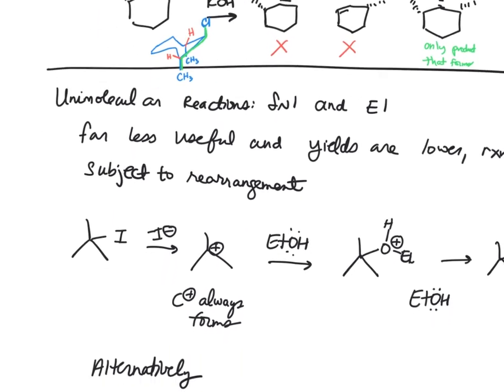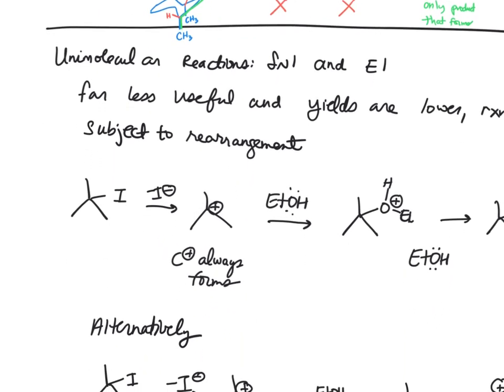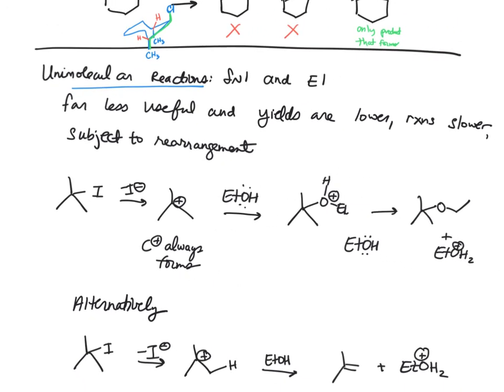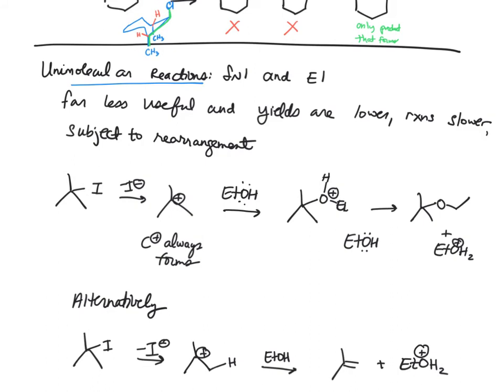What often gets students tied up in this chapter is that there's more than one kind of substitution and there's more than one kind of elimination reaction that can occur, and these are our unimolecular reactions. These are far less useful reactions, the yields are lower, the reactions are slower, and they're subject to rearrangement, which makes their product distribution in some cases wider.